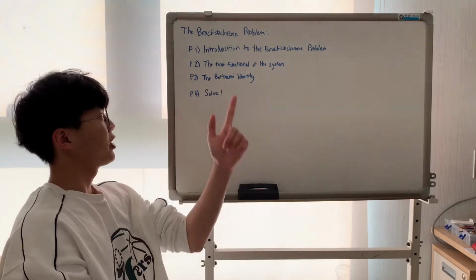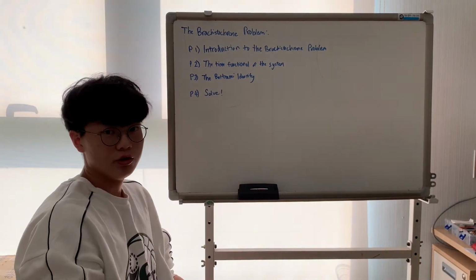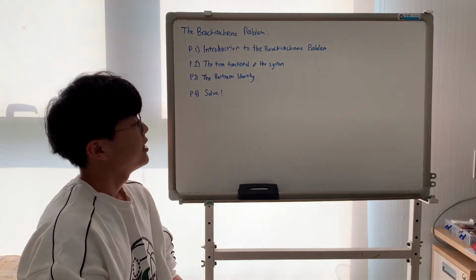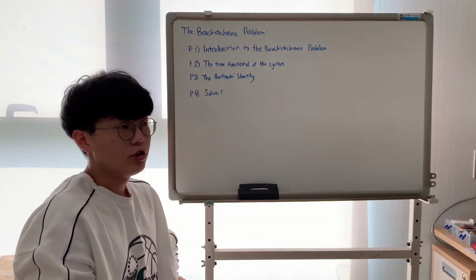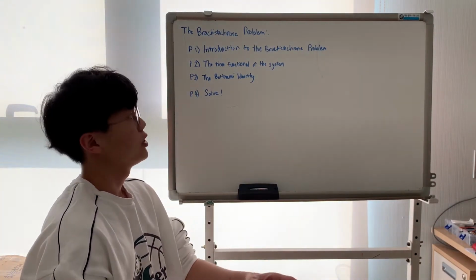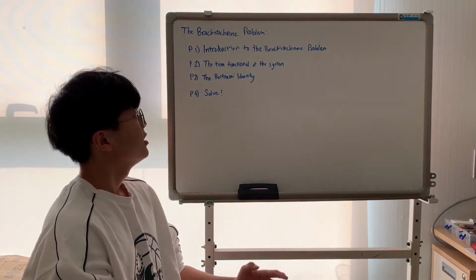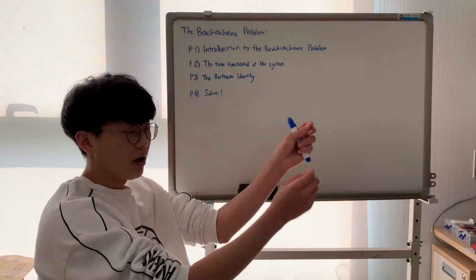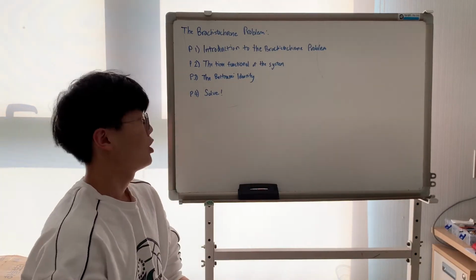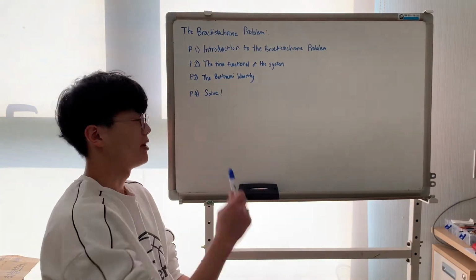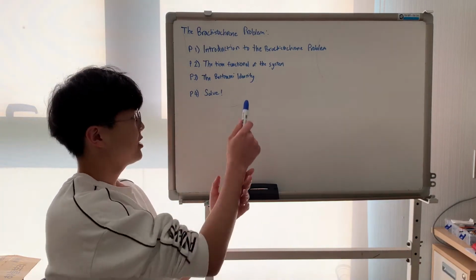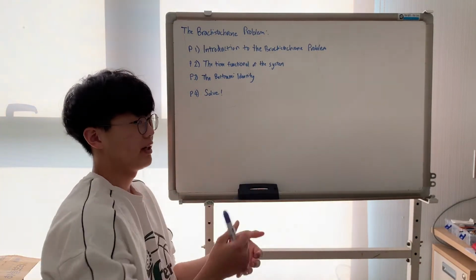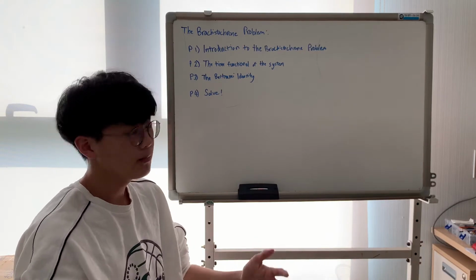The first part is going to be the introduction to the Brachistochrone problem and an introduction to a shape called a cycloid. The second part will be deriving the time function of the system that we are talking about in the Brachistochrone problem. And then we're going to talk about the Beltrami identity and how it links to the time functional in terms of minimizing the time taken.